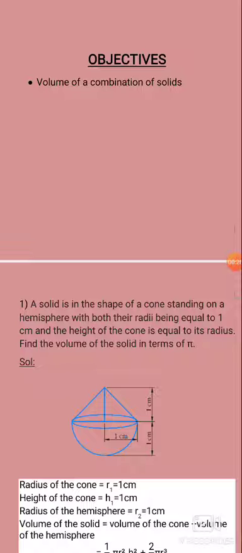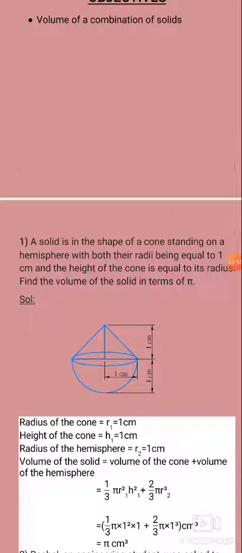So the first question. A solid is in the shape of a cone standing on a hemisphere with both their radii being equal to 1 centimeter, and the height of the cone is equal to its radius. Find the volume of the solid in terms of pi. Now, the radius of the cone R1 is 1 centimeter. Height of the cone H1 is 1 centimeter. Radius of the hemisphere R2 is equal to 1 centimeter.